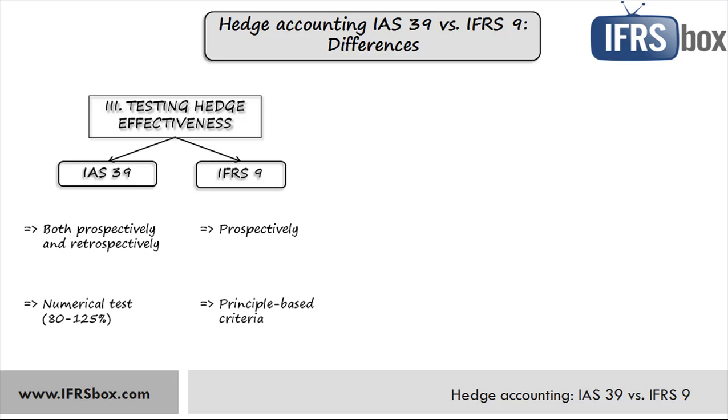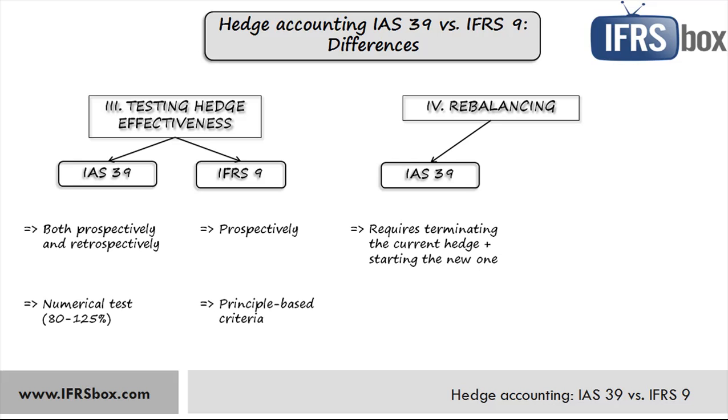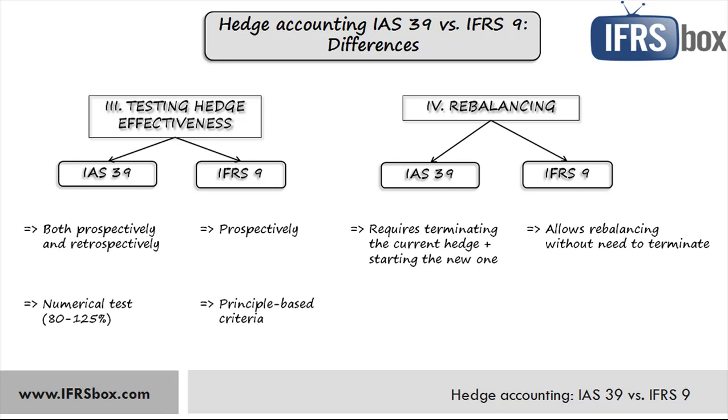Another area of differences is rebalancing, which means modifying the hedge by adjusting the hedge ratio for risk management purposes. Well, it's usually performed when the quantities of the hedging instrument or hedged item change. In a similar situation, IAS 39 required terminating the current hedge relationship and starting a new one. In practical terms, you would have to start all over again, prepare hedge documentation, assess its effectiveness, etc. While IFRS 9 makes it easier because it allows certain changes to the hedge relationship without necessity to terminate it and to start a new one.